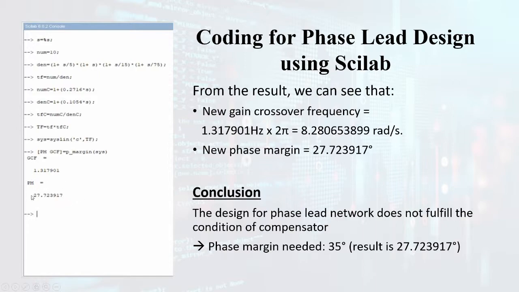Through Scilab, we also got the result of the new phase margin, which is 27.723917. This phase margin doesn't fulfill the requirement of the compensator, since the question asks for a phase margin of 35 degrees, and what we have gotten here is only 27.723917 degrees. It's about 7 to 8 degrees less. So we can conclude that the design for this phase lead network doesn't fulfill the condition of the compensator. Thank you, that will be all from me. I will leave the next part to another teammate of mine, who will talk about the design for the phase lag network.